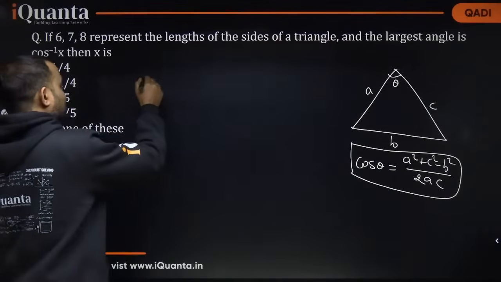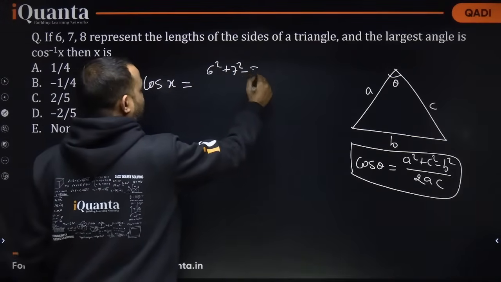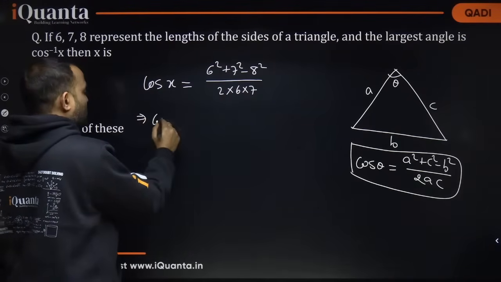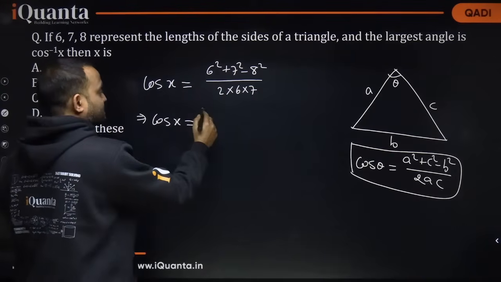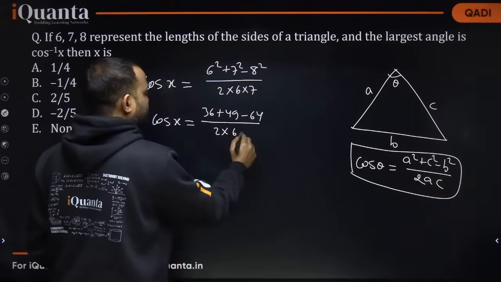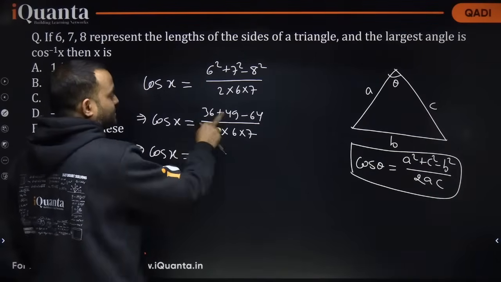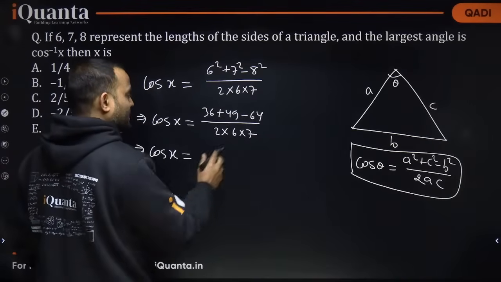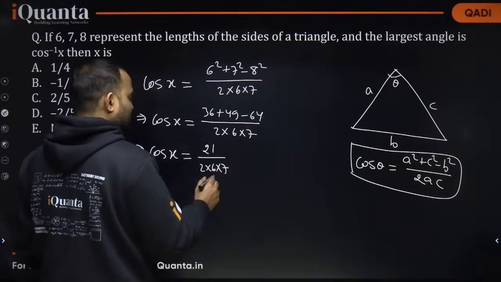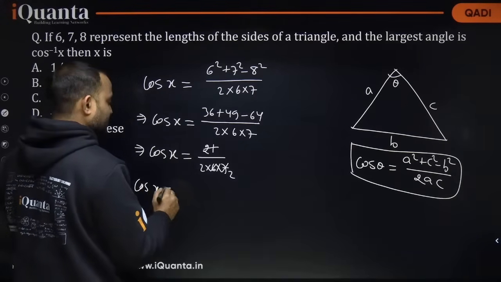So cos x is equal to 6 square plus 7 square minus 8 square upon 2 into 6 into 7. So we get cos x is equal to 36 plus 49 minus 64 divided by 2 into 6 into 7, and this value is 85 minus 64, which is 21, divided by 2 into 6 into 7. 6 into 7 is 42, 2 times.